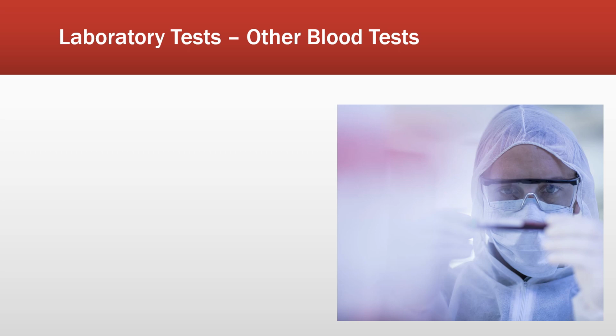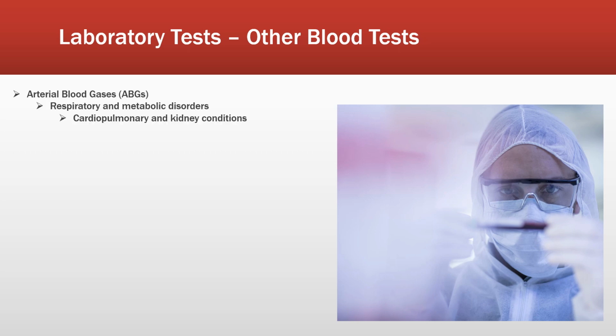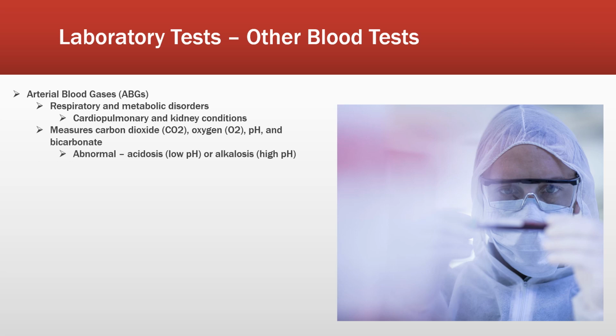Certain patients with specific respiratory or metabolic disorders may have arterial blood gases, or ABGs, ordered. This would include patients with cardiopulmonary and kidney disorders. The ABGs measure the amount of carbon dioxide, or CO2, and oxygen, which we abbreviate O2, along with the pH and bicarbonate. Abnormal findings indicate acidosis or alkalosis, depending on if the pH is low or high, respectively. The acidotic or alkalotic condition can be further discerned into respiratory or metabolic.